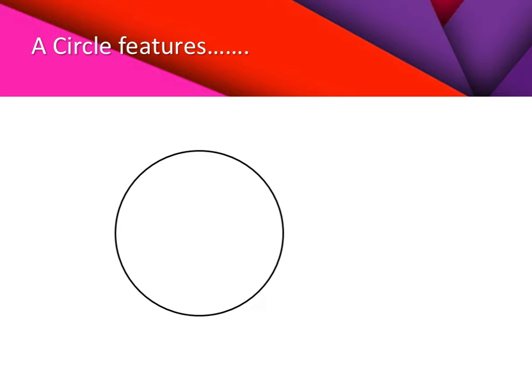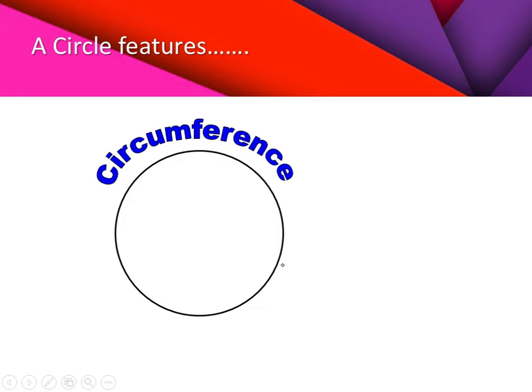So first we will discuss what is circle. So the features of circle are: first, this is the circumference. Like the boundary of the circle is the circumference. The distance around the circle, its perimeter, because the definition of perimeter is sum of all boundaries. As here we have only one round boundary, if we take the length of this round boundary, it is perimeter or circumference of a circle.